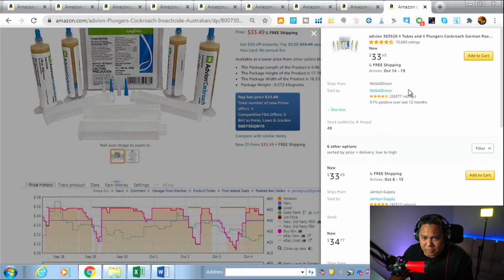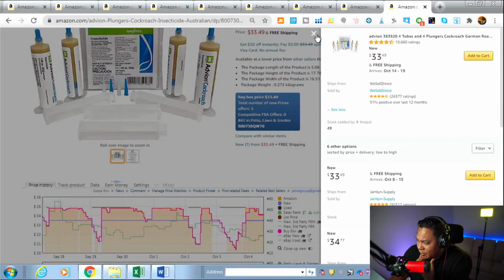So yeah, if you can get this product for, whatever, 15, and be able to FBM this thing, man, you can make a lot of money on this. I don't know how they're doing it. I don't do FBM. I just do strictly FBA.